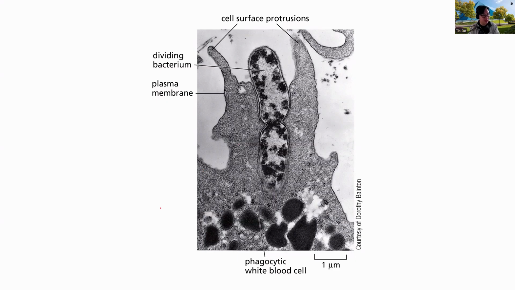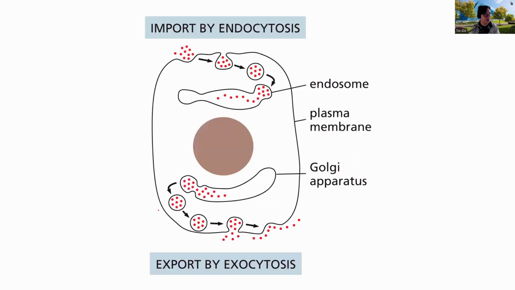Okay, we can see that this is an image of a white blood cell, which is engulfing and destroying an invading bacterial cell within the body. And so that's what we can see right there.